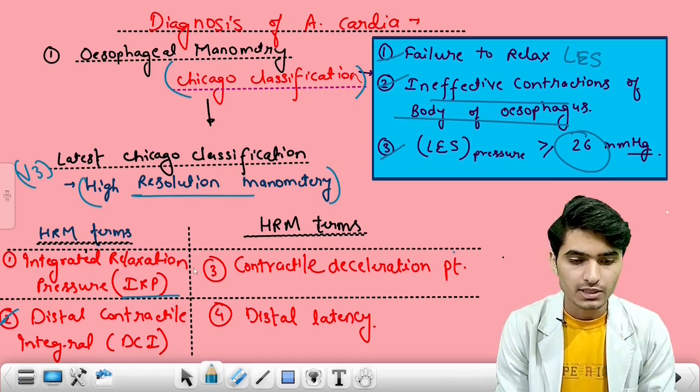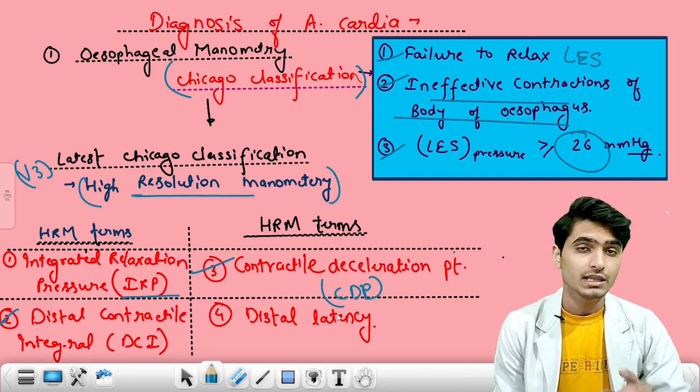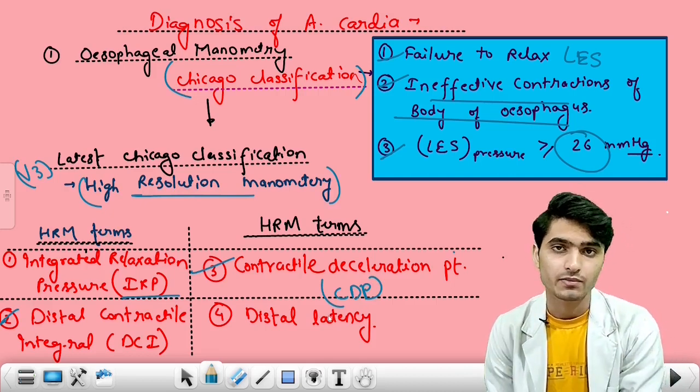So the third term is the CDP, and that is the contractile deceleration point.